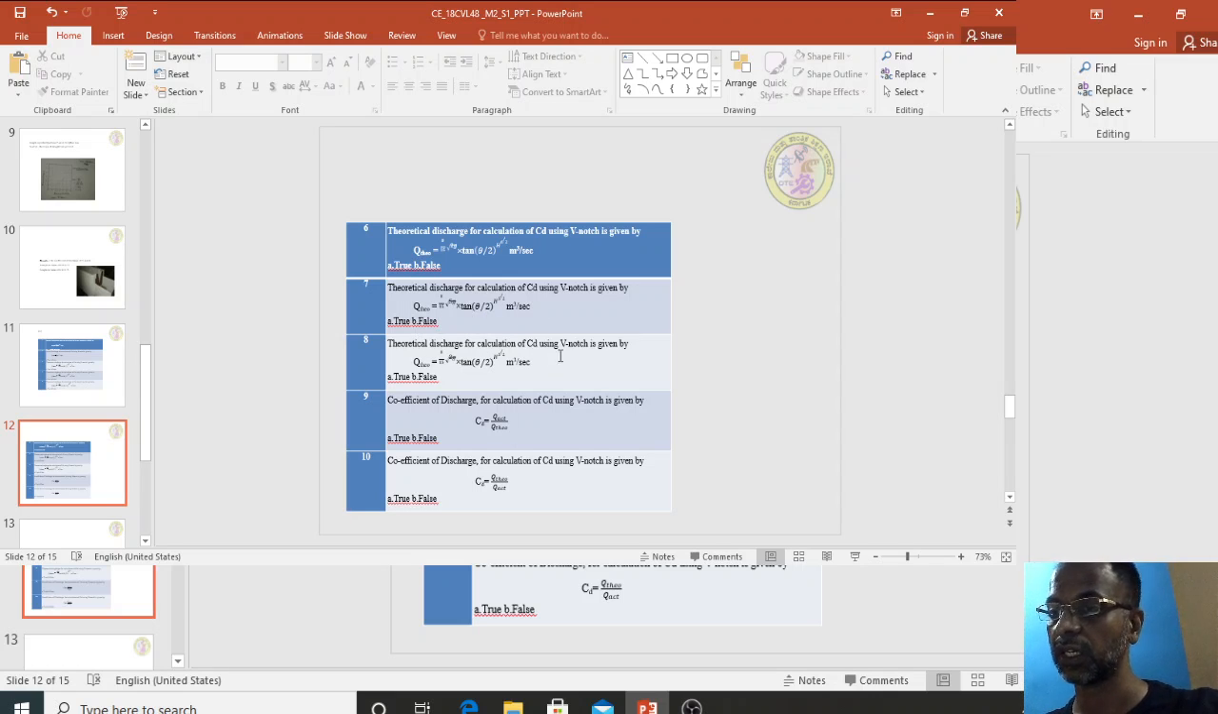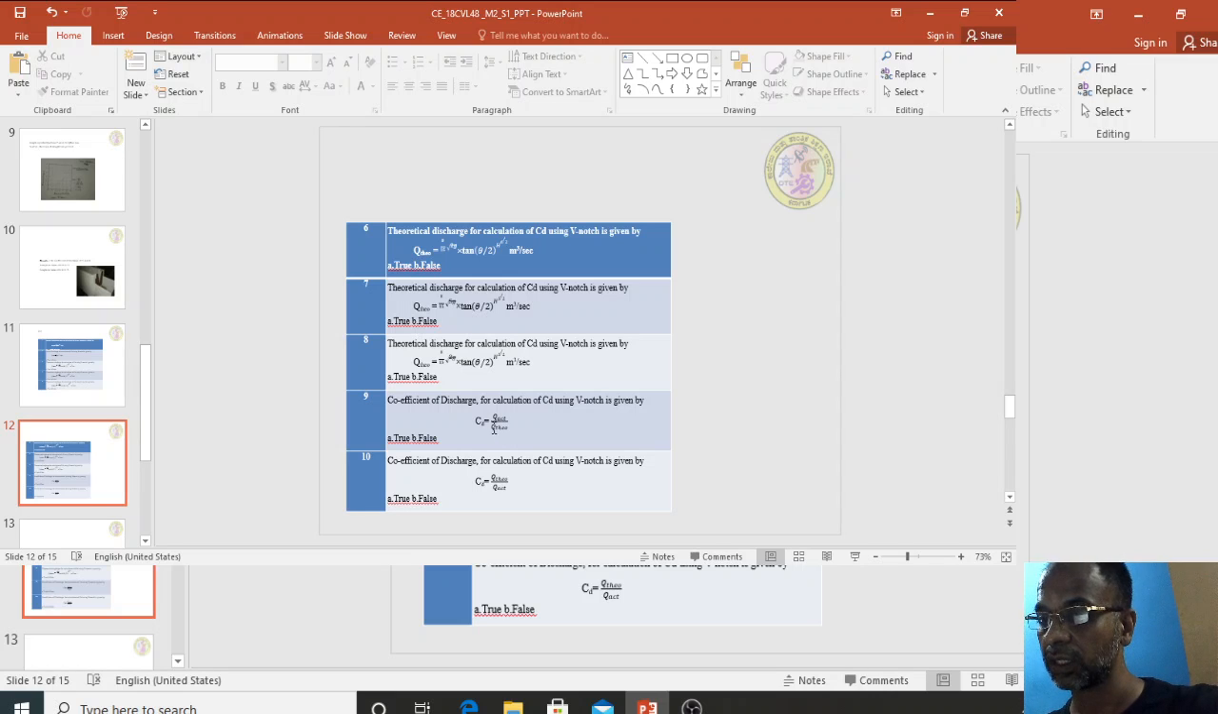Theoretical discharge for calculation of Cd using V-notch is given by 8 by 15 root 2g tan theta by 2 h to the power of 5 by 2. So this is the correct one, this is A. Then coefficient of discharge for calculation of Cd using V-notch is given by Q actual by Q theoretical. This is correct, therefore it is true.